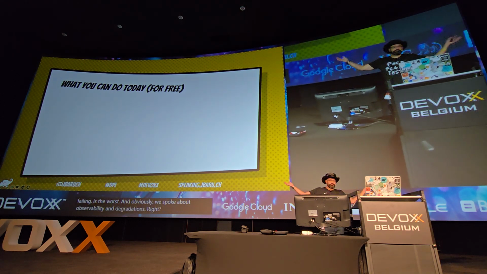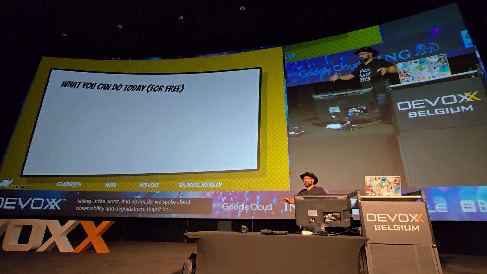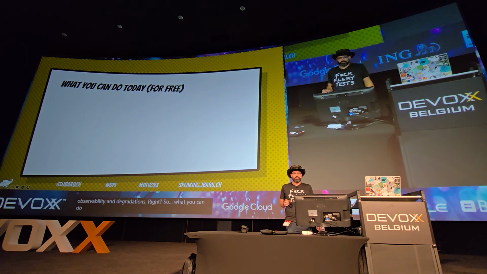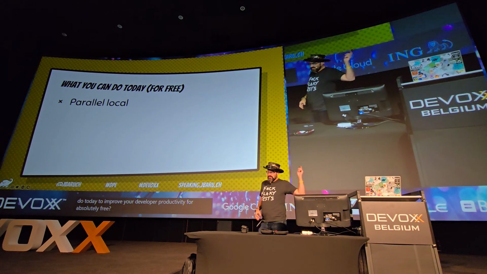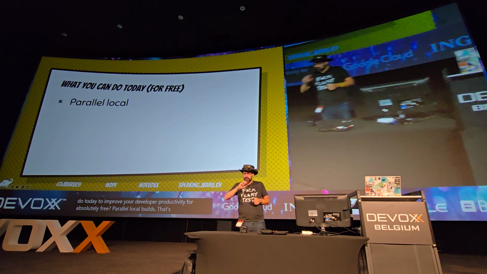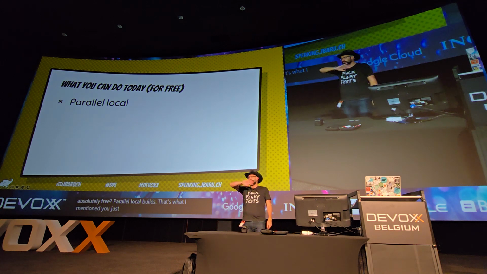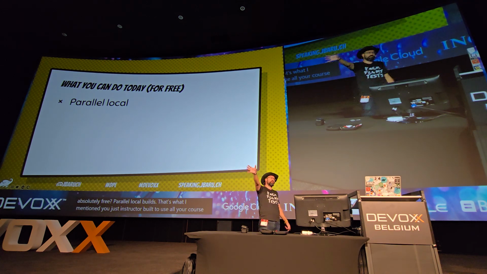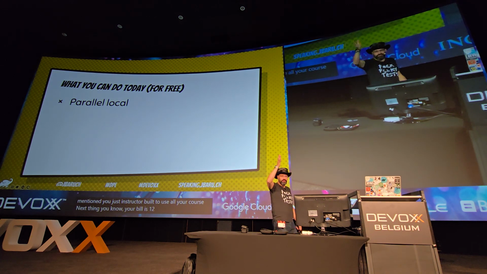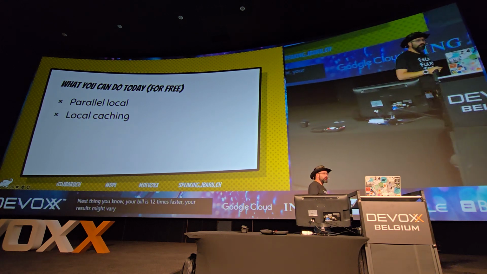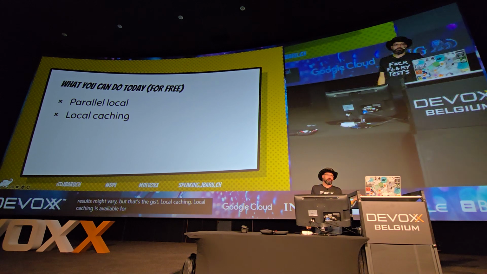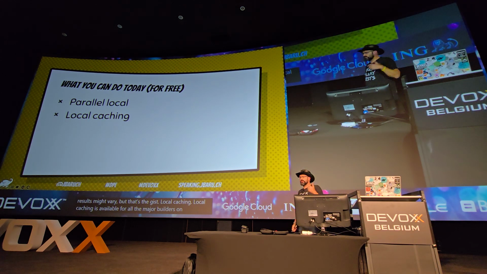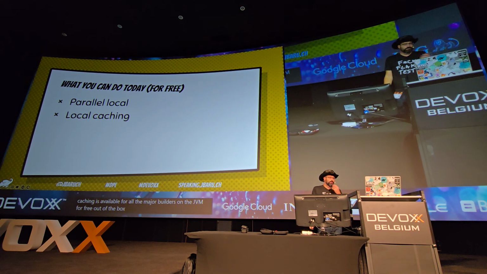So, what you can do today to improve your developer productivity for absolutely free. Parallel local builds. That's what I mentioned. You just instruct your build to use all your cores. Next thing you know, your build is 12 times faster. Your results might vary, but that's the gist. Local caching. Local caching is available for all the major build tools on the JVM for free out of the box. Just turn it on and use it.